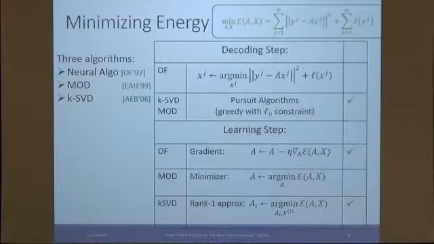So in ORF, do they actually do early stopping so that it doesn't go too far before the next iteration of decoding? I'm not sure about the experimental details, but you just do one gradient step, and then you update. MOD just fully minimizes it. Okay, so this is an alternating algorithm: you alternate between this step and this step many times.